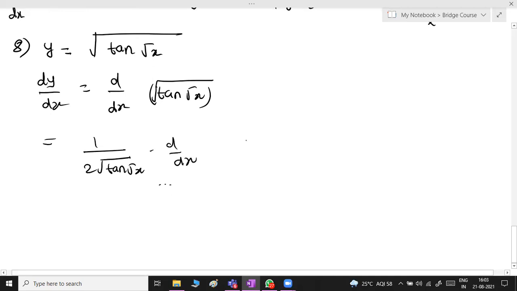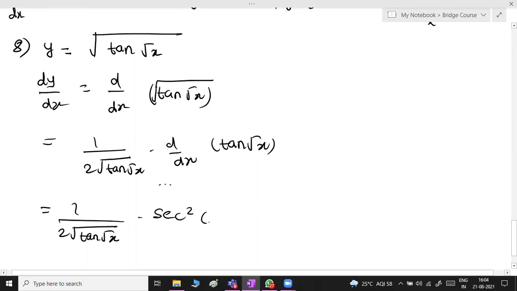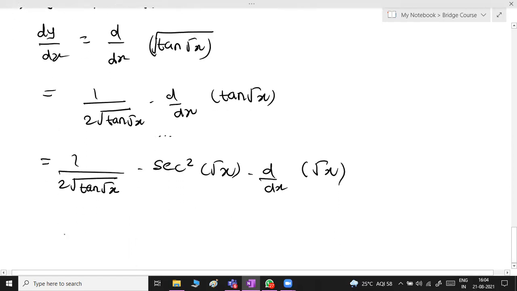don't forget to differentiate tan root x. So there I will get 1 upon 2 root of tan root x, okay, into sec square root x, into differentiation of root x. I told you, don't forget that root x, that is a very integral part of your question. So here, what can we do now?